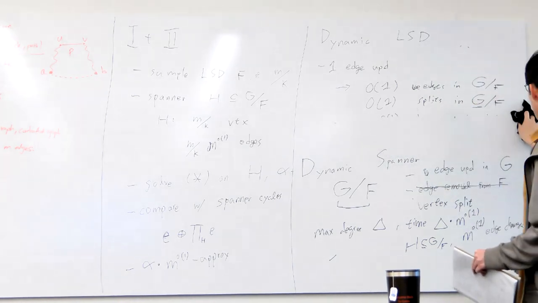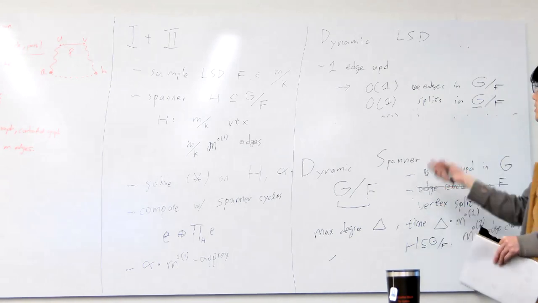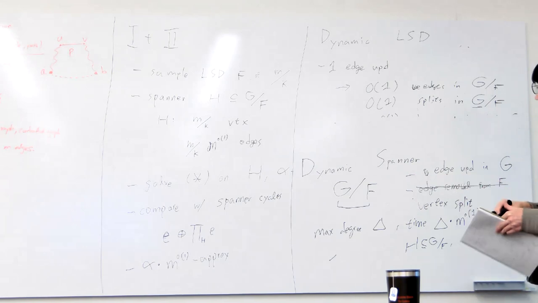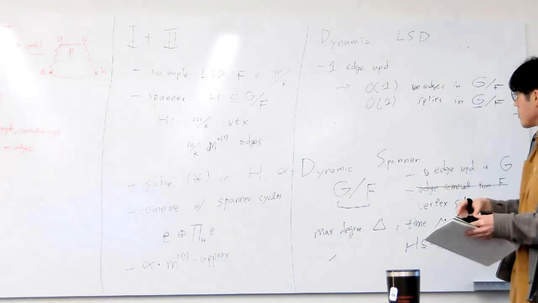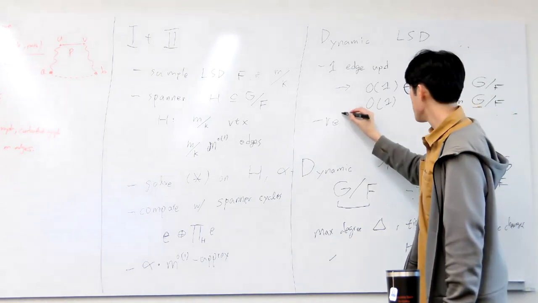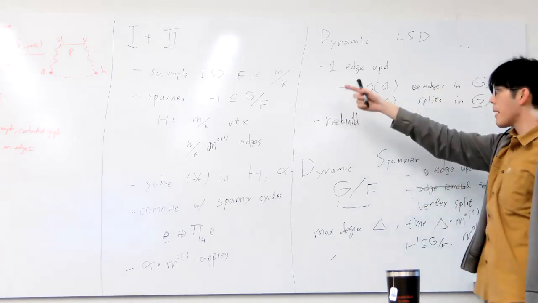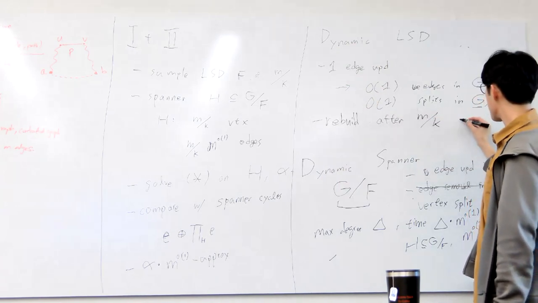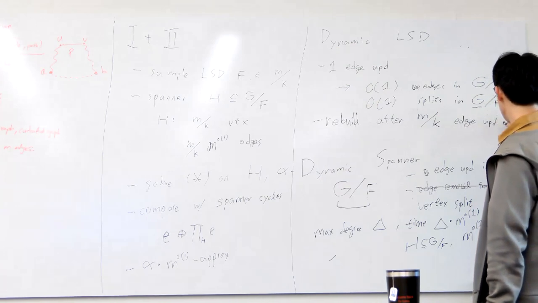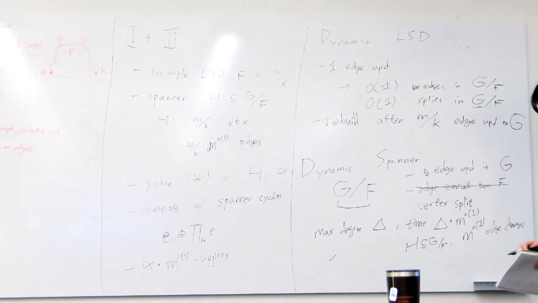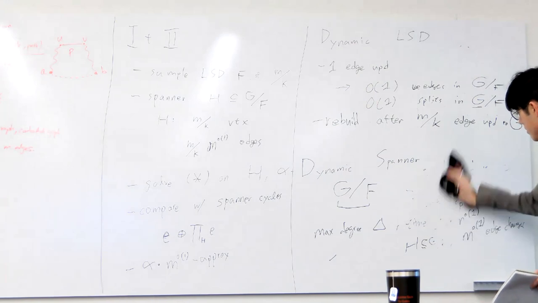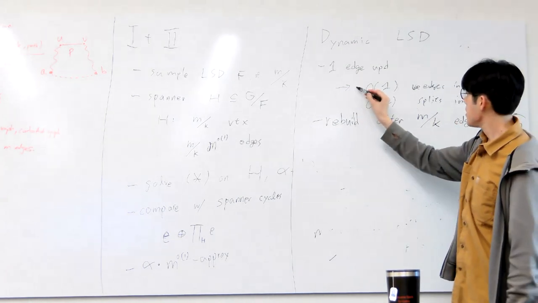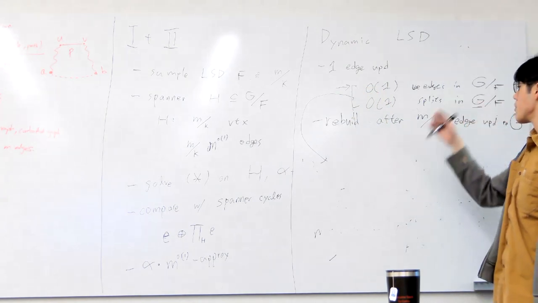So how do we deal with this? Over so many rounds, the number of vertices in G over F becomes so large that we cannot deal with it efficiently. So we just resample the whole LSD and rebuild the whole data structure after n over k edge updates to G.